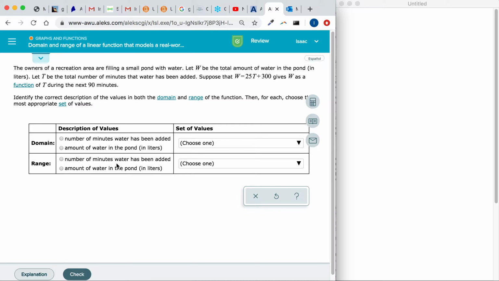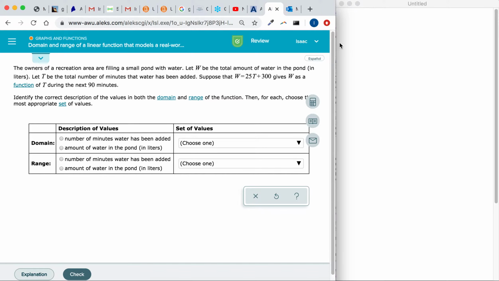So obviously W should go up as T goes up, right? The longer you wait, the more water should be in it, assuming we're still filling the pond. So they give us an equation about W and T during the next 90 minutes. This is important because it's talking about domain and range here. They say that W is a function of T during the next 90 minutes.